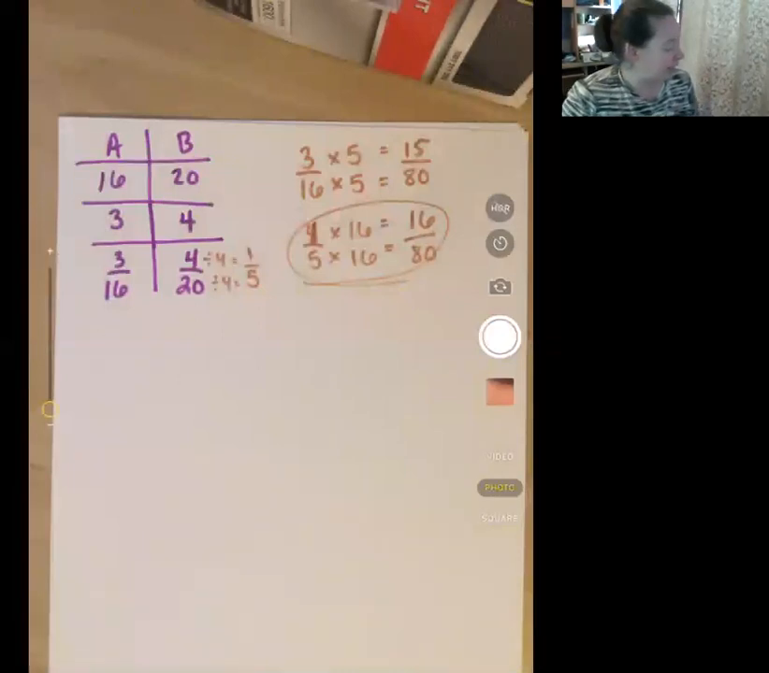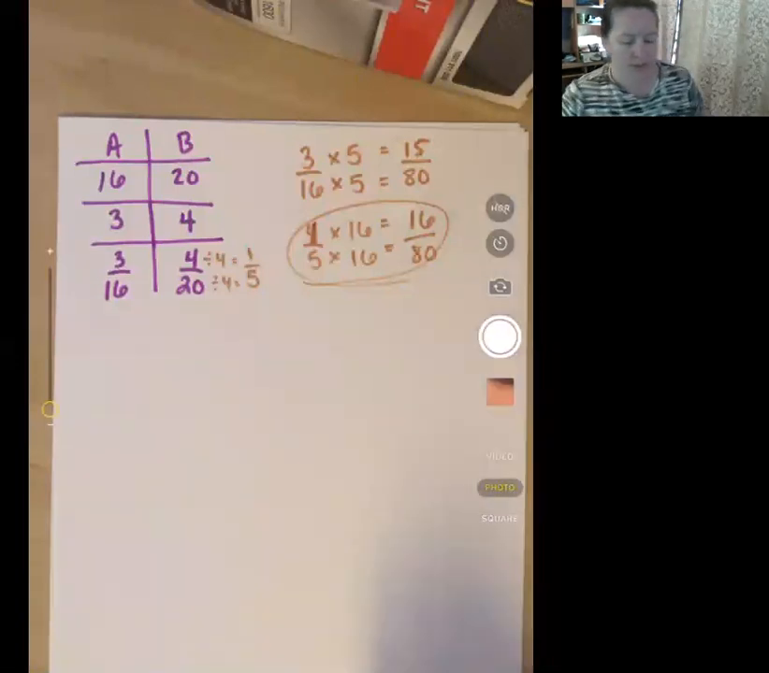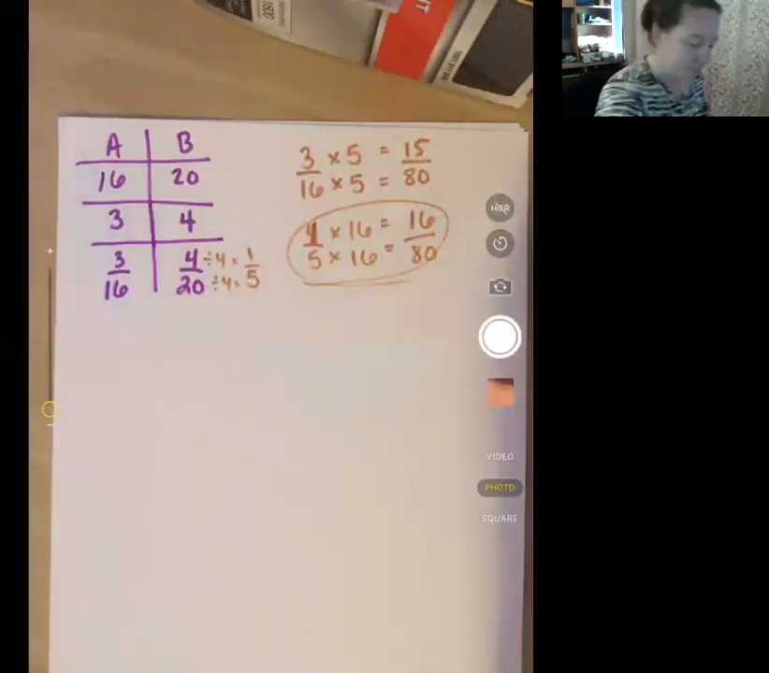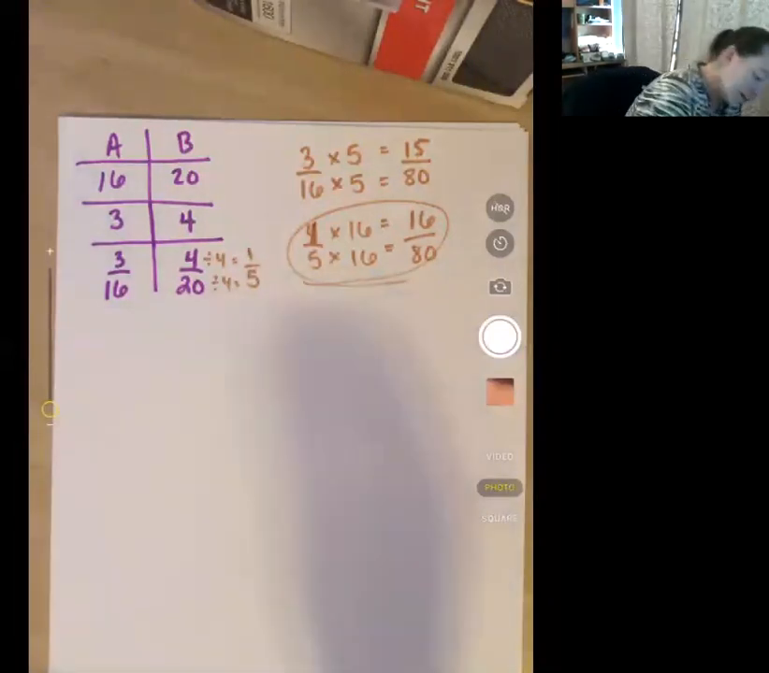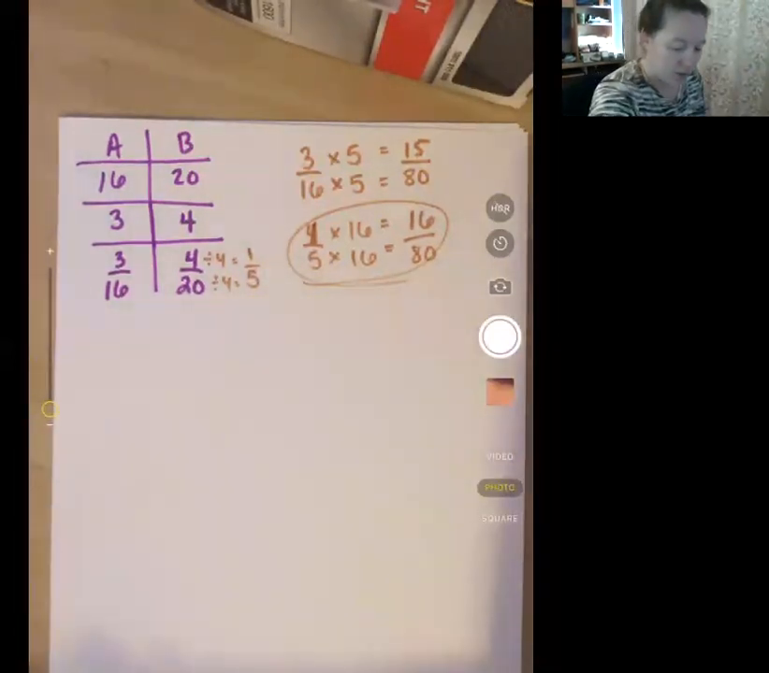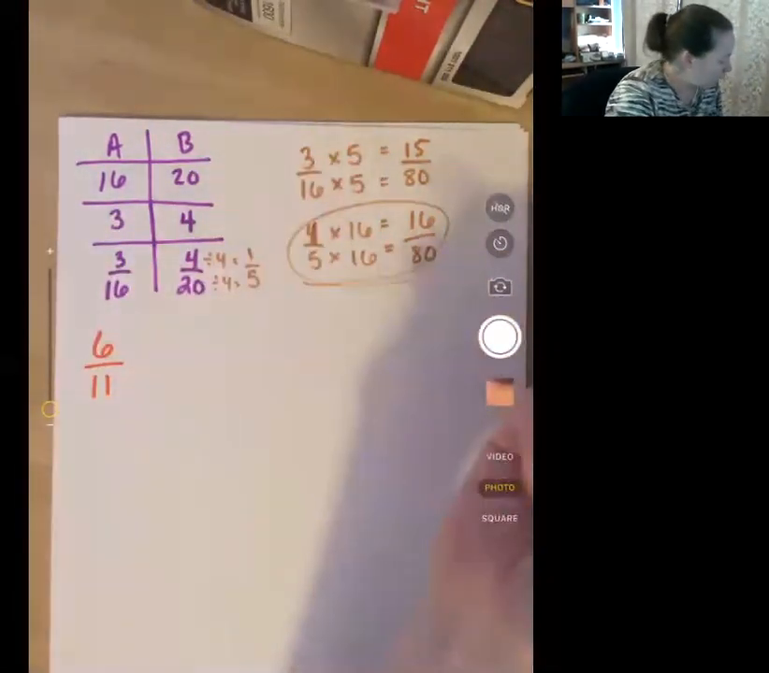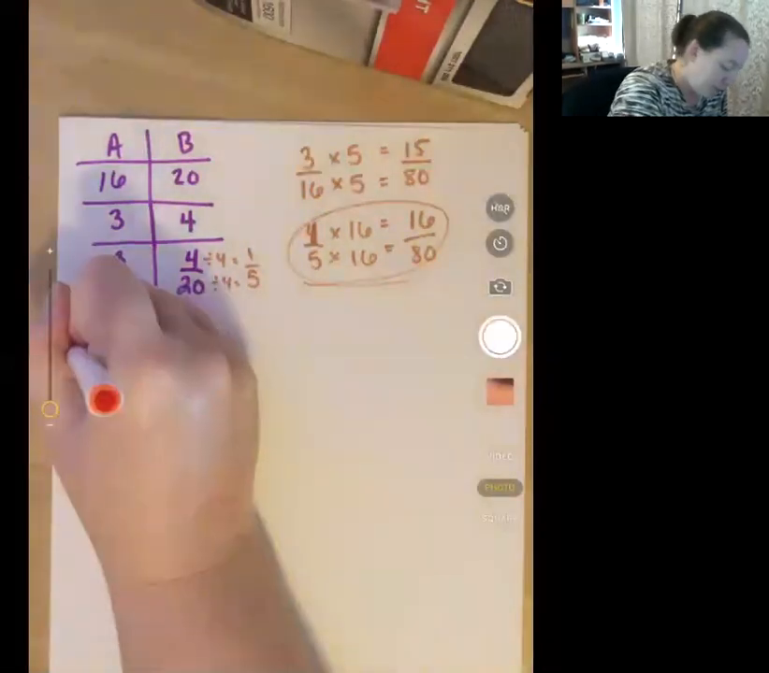Number 3, a spinner has 11 equal-sized sections marked 1 through 11. We spin once and land on an odd number. Okay, let's see, how many odd numbers do we have? 1, 2, 3, 4, 5, 6, 7, 8, 9, 10, 11. So 6. So actually, let me pick a different color. So 6 out of 11 for an odd number.